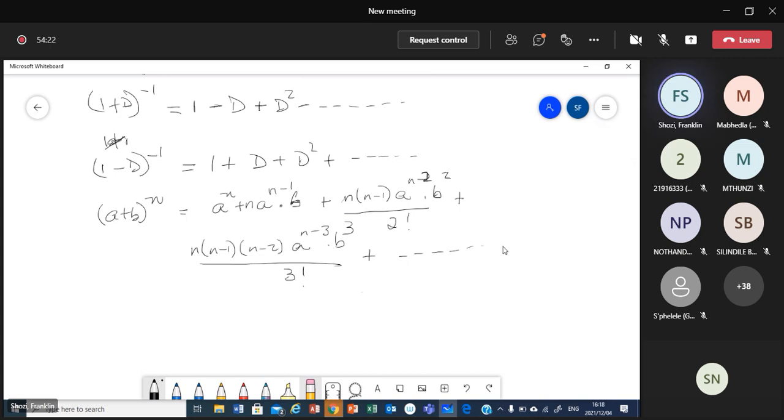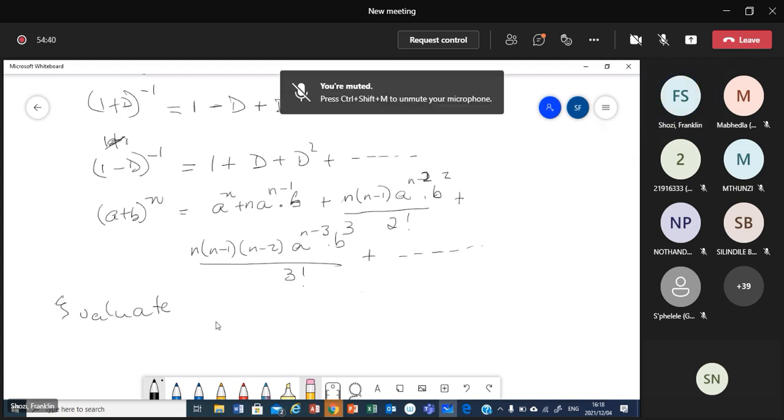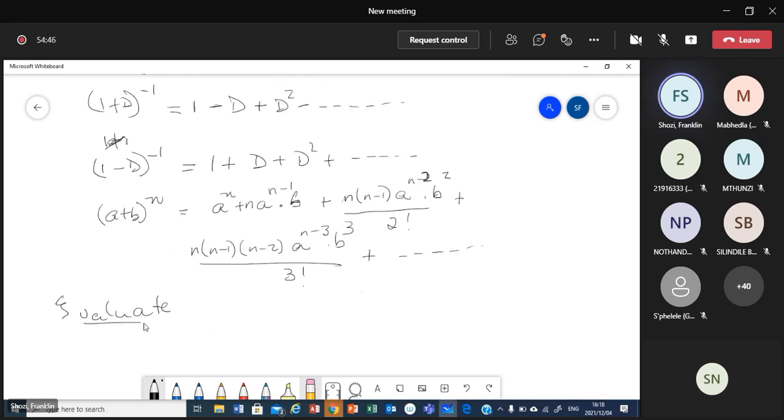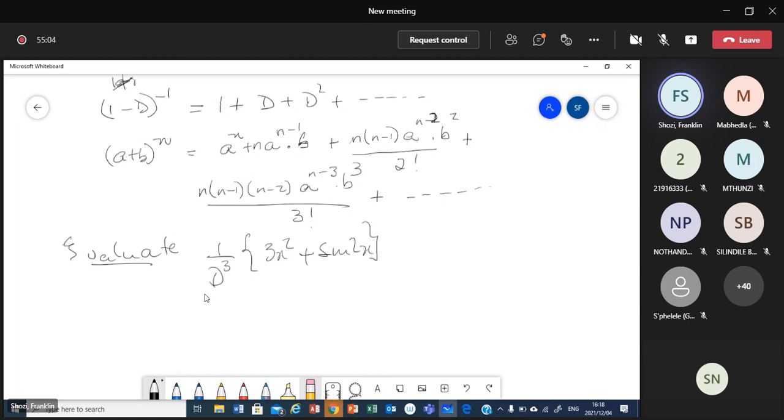I'll ask a question that will require you to expand something. As an example, I can ask you to evaluate 1 over D cubed acting on 3x squared plus sine 2x. What is the meaning of that? It means you integrate it how many times? 3 times. Okay, we can do it by inspection.